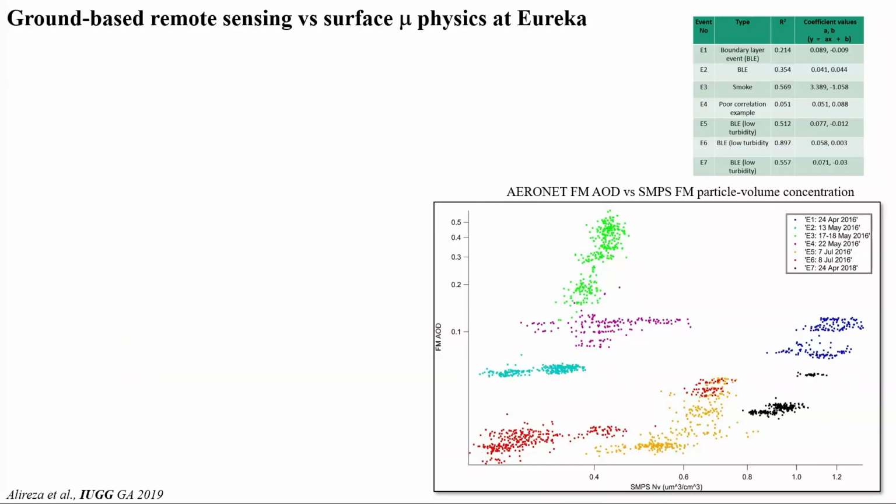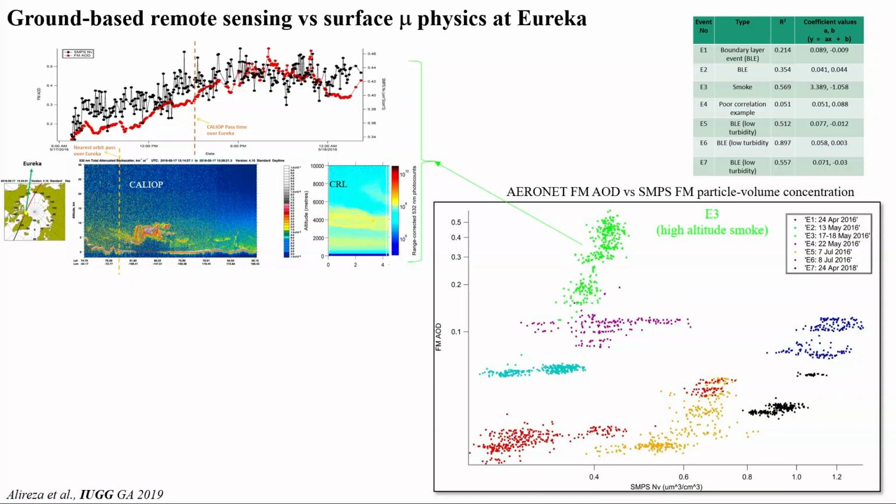More at Eureka. This is fine mode aerosol optical depth measured at the Ridge Lab versus the concentration of fine mode aerosols measured by the surface device, the SMPS. All kinds of different variations there, the signatures of different kinds of aerosols. The one that rises rapidly is what you see there: the variation of the fine mode aerosol optical depth on top, and then below that are profiles.